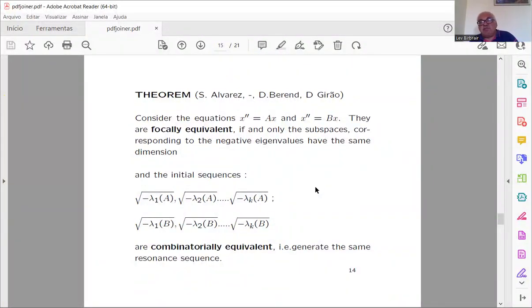And this theorem relates the first topic of my talk with the second topic of my talk, the resonance sequences from number theory and the focal equivalence in differential equations. So we consider the resonance sequences defined by the amplitudes. For the amplitudes, you take the negative eigenvalues of A1 and the negative eigenvalues of AB, take the square roots of these negative eigenvalues, and then take the resonance sequences generated by these sets.